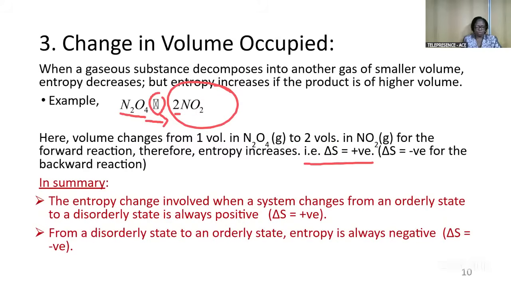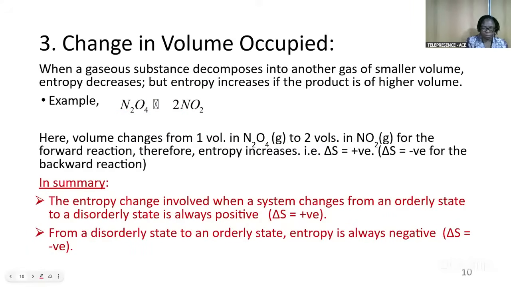Volume is directly related to number of moles. So this is having larger volume than this, and so delta S is positive. But if you reverse the process, if you give us the reversed reaction, you are going to have delta S to be negative. So in summary, the entropy change involved when a system changes from an orderly state to a disorderly state is always positive, and that indicates spontaneity. And from a disorderly state to an orderly state, entropy is always negative. I think I explained that enough, and I want to believe you understand, but if you have any question, you will ask me later.